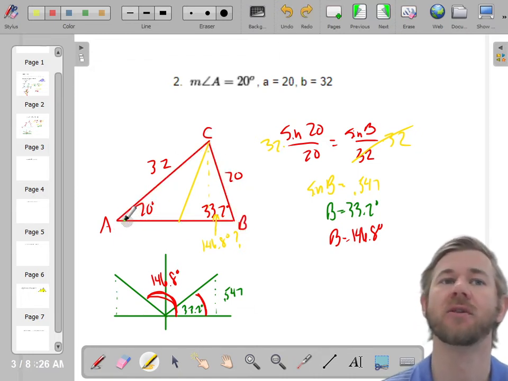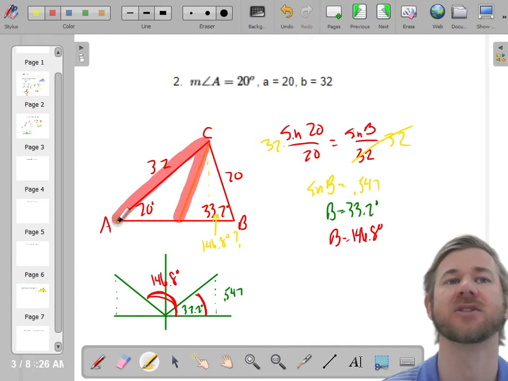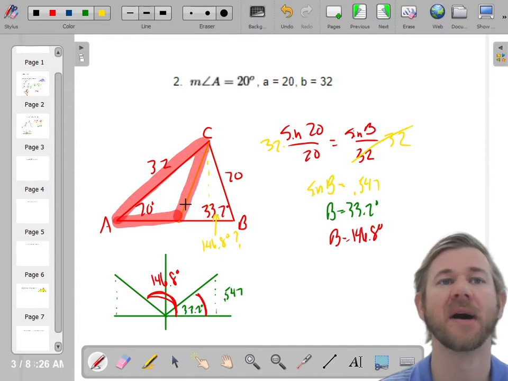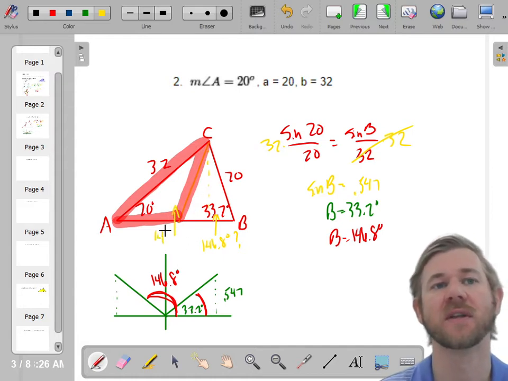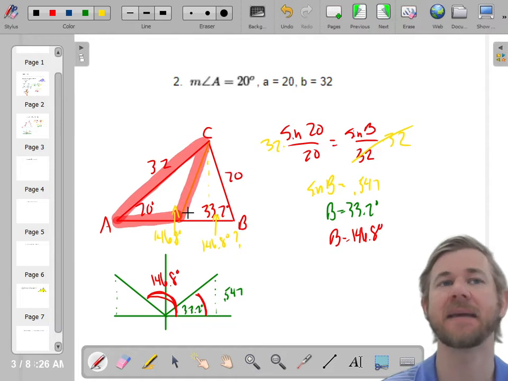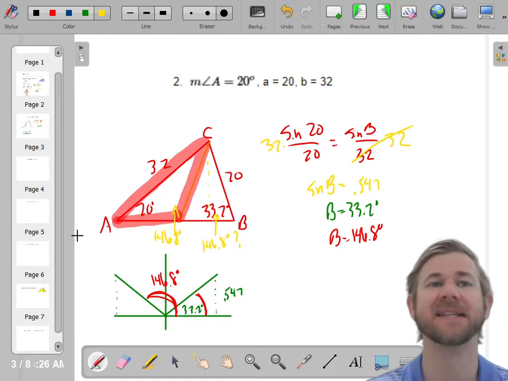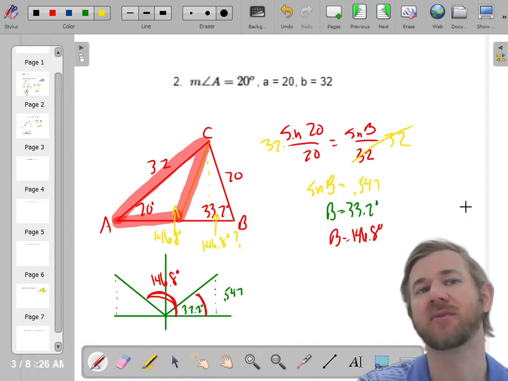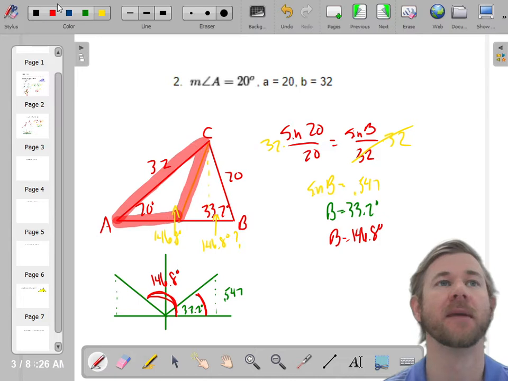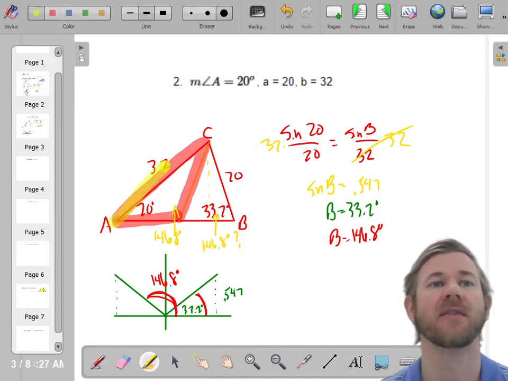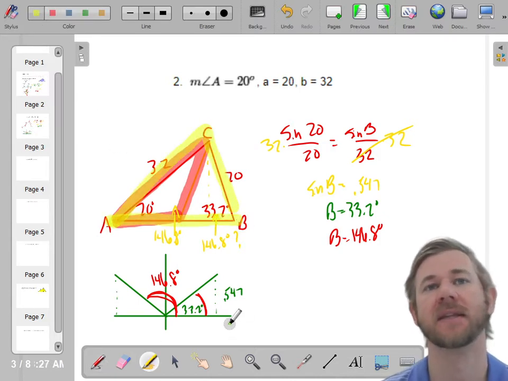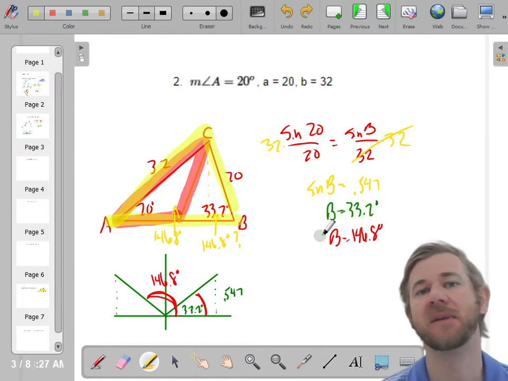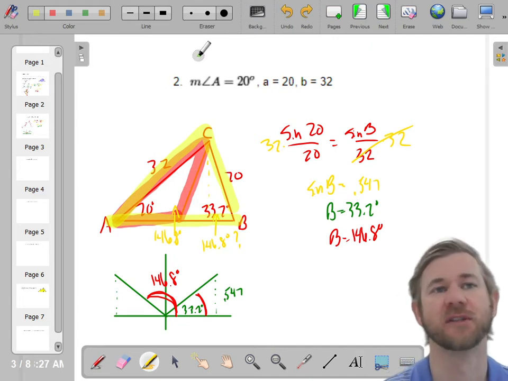We could also, though, draw it like this, and this is the tricky ambiguous case. This is still 32, this is still 20, but now this angle is 146.8 degrees. It's the same criteria, but it's the second triangle. There's two ways you can draw this triangle. And if angle B is 33.2, maybe I'll draw it in a different color, in a highlighter. This would be one of the triangles in yellow. That's when B is 33.2, or in red, that would be when angle B is obtuse, 146.8.